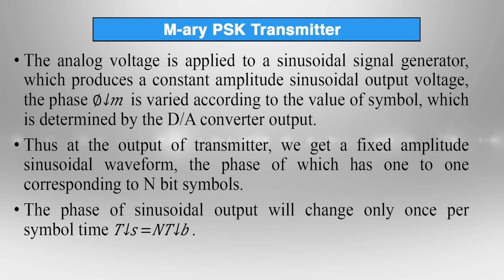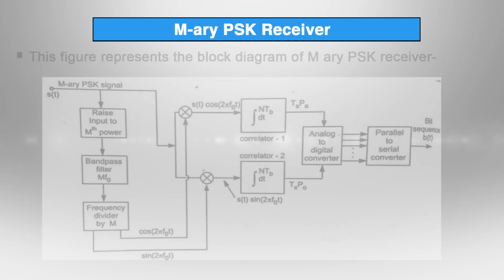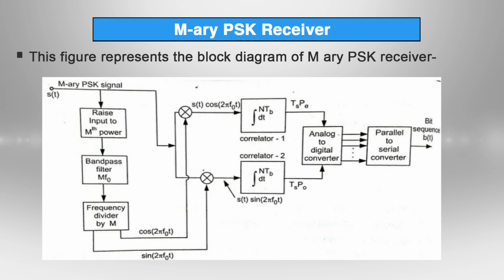The phase of the sinusoidal output will change only once per symbol time, that is Ts is equal to n times Tb. In this way, the M-array PSK signal will be generated. Now, next is the M-array PSK receiver. These figures represent the block diagram of the M-array PSK receiver.